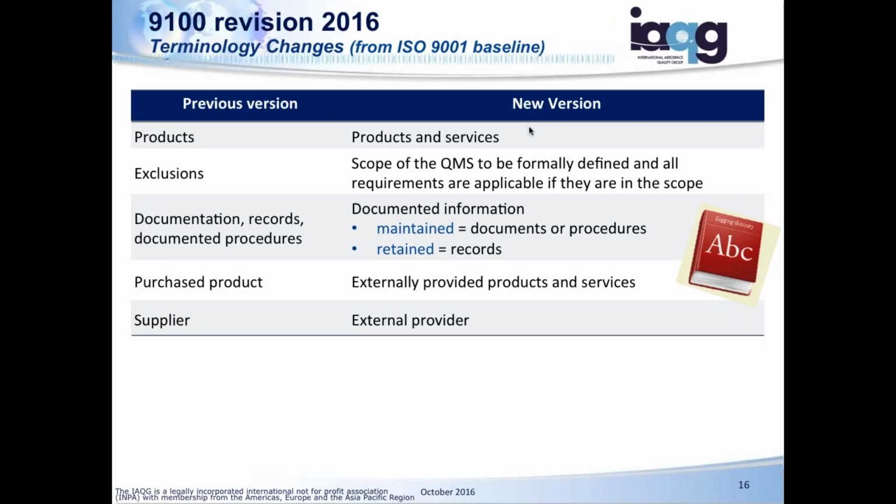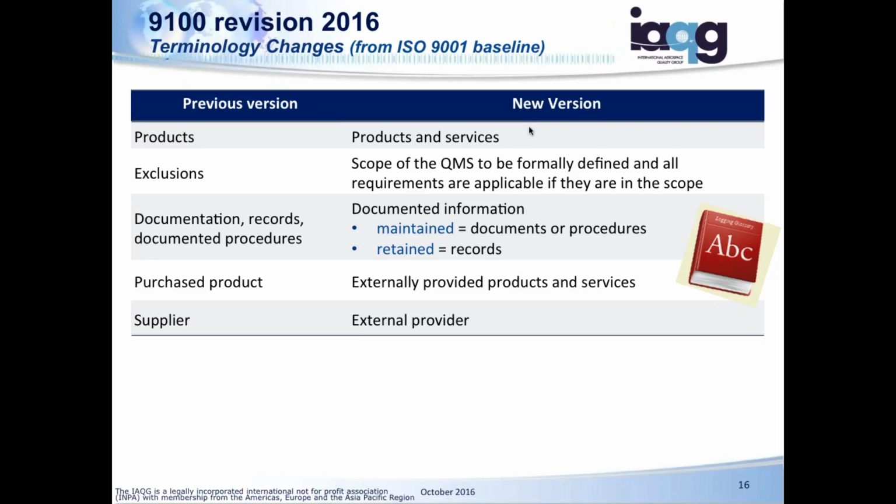Documentation, records, documented procedures: people used to get into big fights about whether something was a document or a record. Now it's all called documented information. If it's something that needs to be maintained, it's a document or a procedure. If it's something retained, like retained documented information, then it's talking about a record. That's how you can understand what type of documented information the standard is talking about.